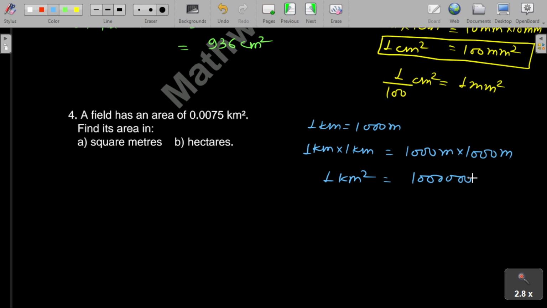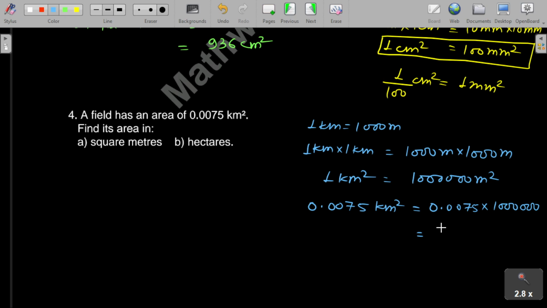So we have 0.0075 kilometer square, then we have to multiply 0.0075 into this one, and the answer is 7500 meter square. So the area in square meter is 7500 meter square.